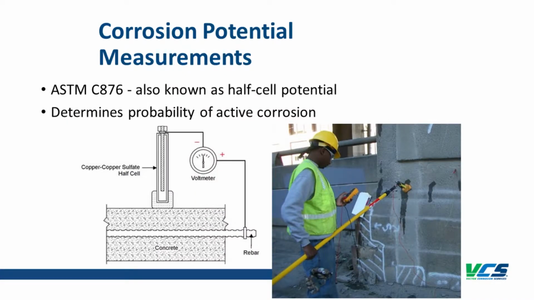So for corrosion potential measurements, most people may be familiar with ASTM C876. This is half-cell potential. What you're doing in this method is you have a reference electrode and you're measuring the potential difference between that reference electrode and the steel rebar in the concrete. And the potential difference will tell you the probability of active corrosion. And that's important: it's the probability of active corrosion.